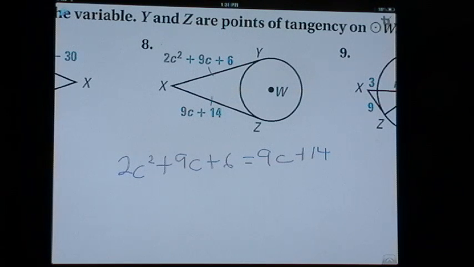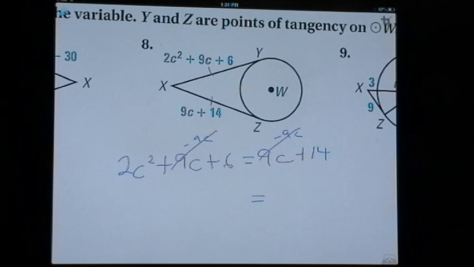And when we do that, this one actually is going to work out better without doing the quadratic, because we can see that our two 9's are congruent or equal to each other. So when we move that 9c, it's going to disappear altogether. And so we're just going to go ahead and subtract our 9c from both sides and have it disappear. Okay, and then we're going to get 2c squared plus 6 equals 14.